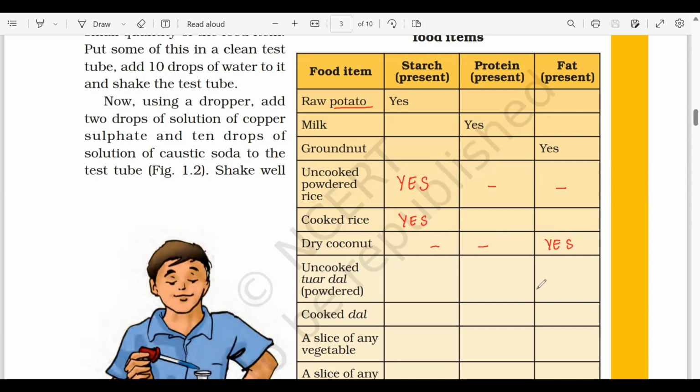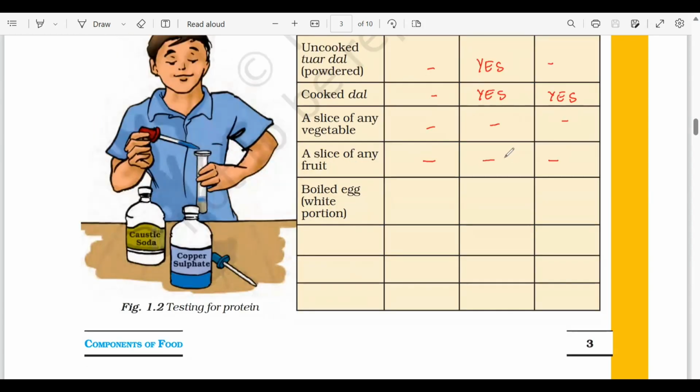Uncooked tur dal is rich in protein, so it will give a positive result for protein. Cooked dal also will give a positive result for protein. And since when we cook this dal we use some oil as well, it can also give a positive test for oil, for fats. Okay, oils are rich in fat. Then a slice of vegetable neither contains starch, protein nor fats. They are usually rich in vitamins and minerals. And fruits also are rich in vitamins and minerals. Finally, boiled egg is rich in proteins.